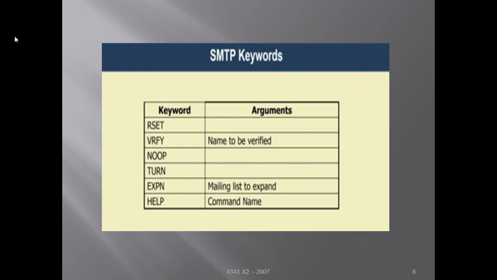These are some more keywords, which are something like RSET (reset), VRFY (verify), NOOP (no operation), TURN, EXPN (expand the mailing list), HELP, etc. So these were all the basics about SMTP.